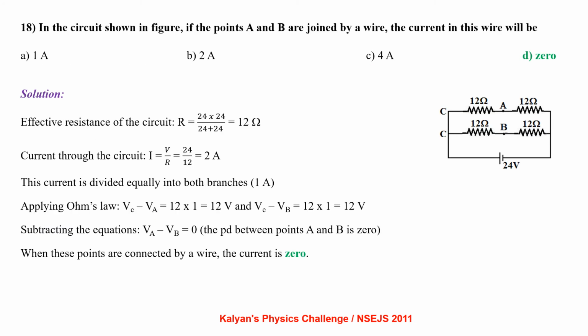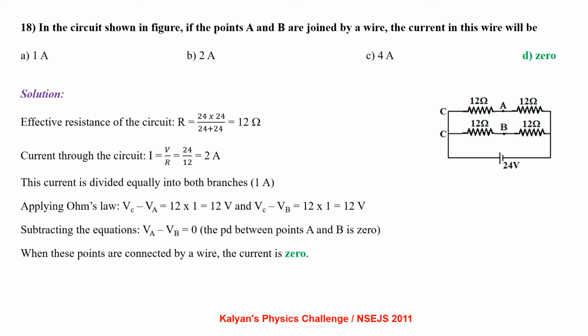In the circuit shown in figure, if the points A and B are joined by a wire, what will the current in this wire be? You see the circuit diagram, the effective resistance of the circuit comes out to be 12 ohm. Current through the circuit is I equal to V by R, which comes out to be 2 ampere. This current is divided equally into both branches as the resistance of both branches is the same.